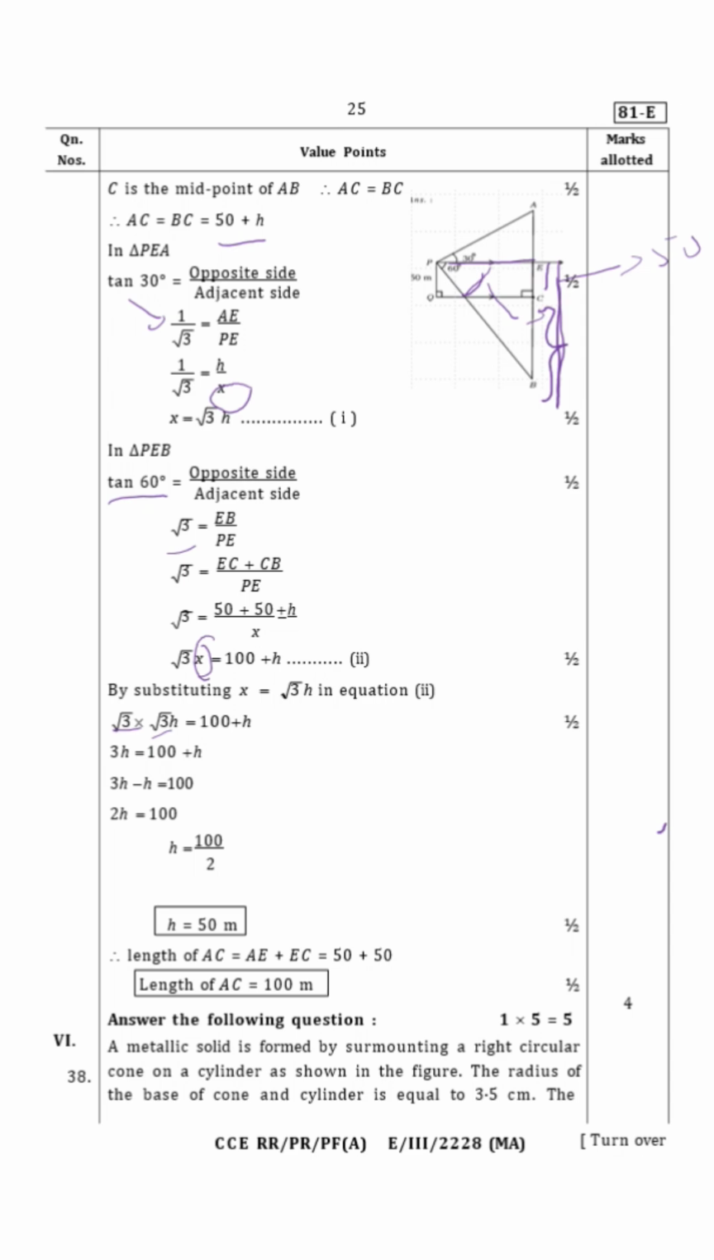3h minus h, transpose this one to this side. 2h is equal to 100. h is equal to 100 by 2. So h is equal to 50 meter. Length of AC is equal to AE plus EC, that is 50 plus 50. So length of AC is 100 meter.